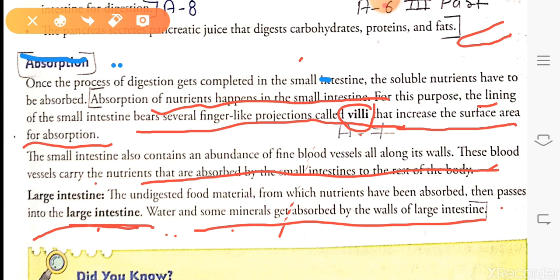So again I am repeating, what is absorption? Absorption is the process by which simpler soluble products of digestion are absorbed by the body.